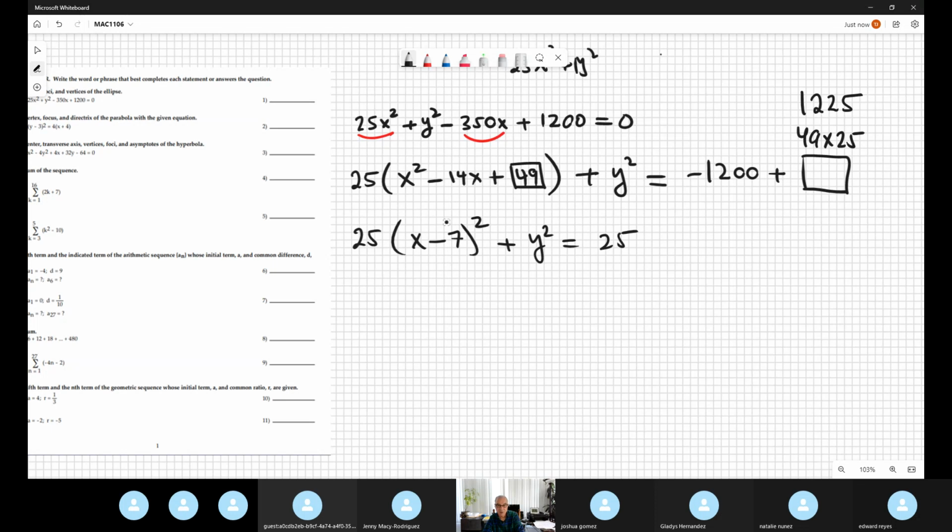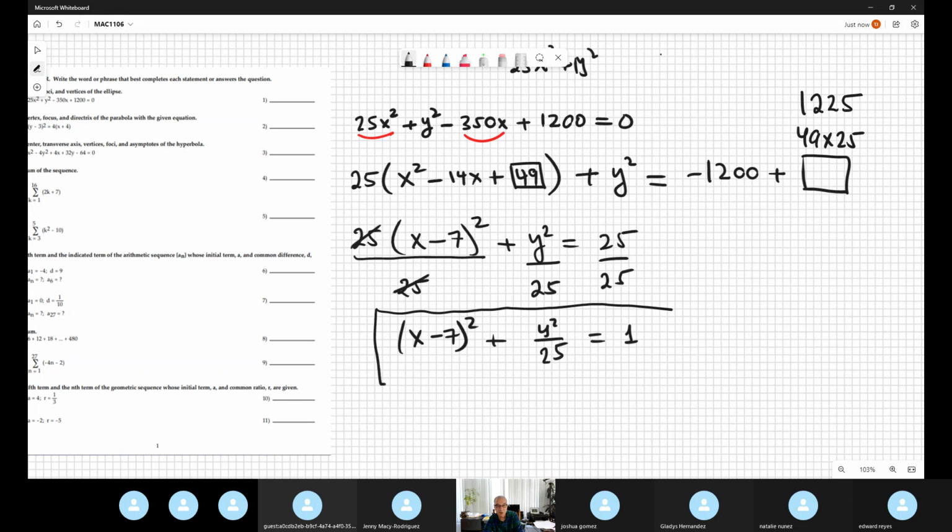Now remember, to express it in standard form, you divide everything by 25 because I would like the right hand side to be 1. Then (x minus 7) squared over... no, not 25, 25 is canceled. Look, this 25 and this 25 cancel. Now there stays only (x minus 7) squared plus y squared over 25 equals 1. Nice. This is the thing I want.